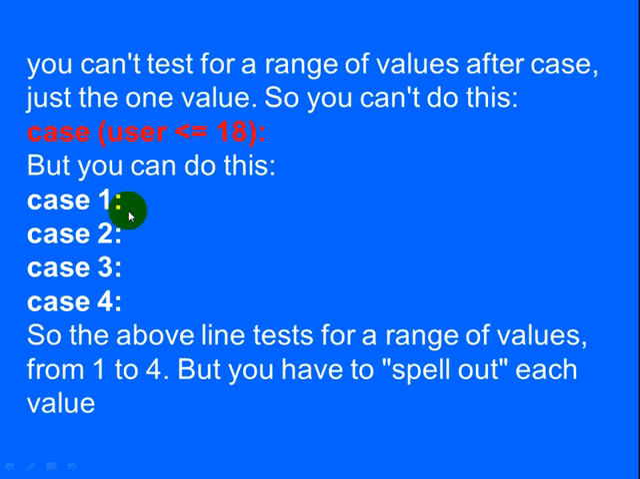But what we can do is write case 1, case 2, case 3, case 4. We have multiple cases, and under these cases we can put the set of statements. So the above lines test for a range of values from 1 to 4, but you have to spell out each value. We have to write here 1, 2, 3, 4, 5, 6, whatever. So in the next example, we shall write Java programs to discuss the functionality of switch statements.